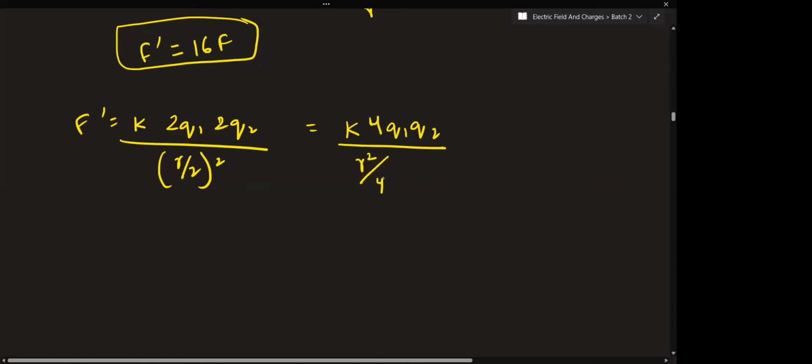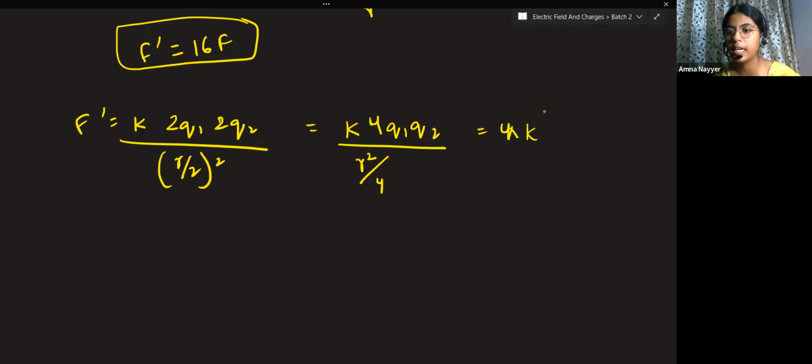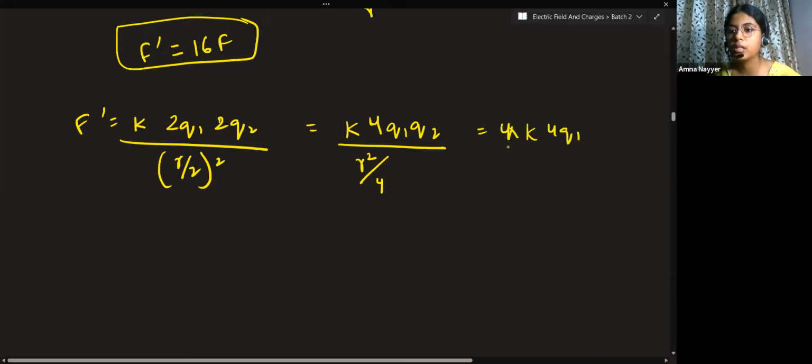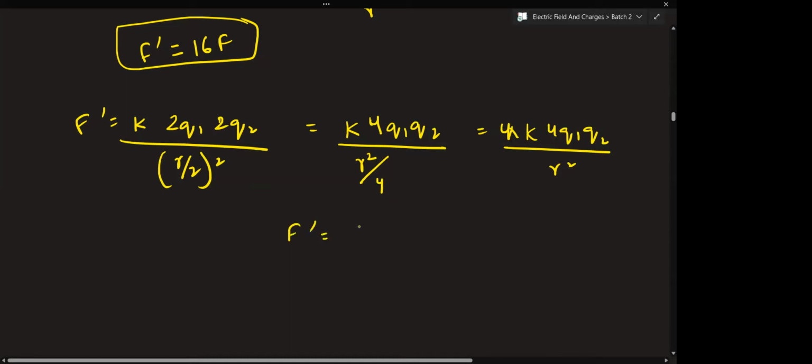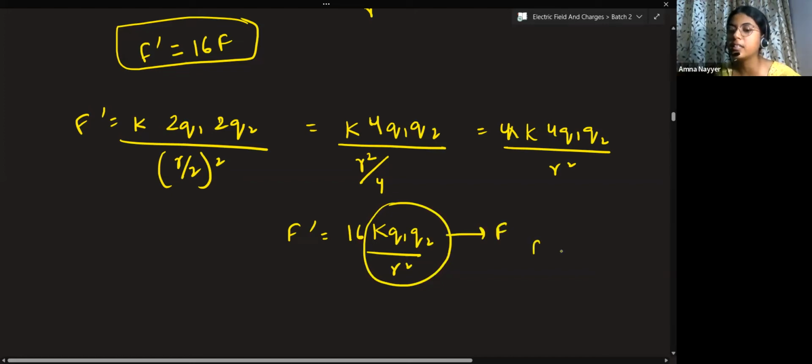Yes. Now see, this 4 will go up. Yes, teacher. So this will be 4 into the whole term. K 4 Q1 Q2 divided by R square. Now see, 4 multiplied by 4. This gives you what? 16. And what is left? K Q1 Q2 divided by R square. And K Q1 Q2 divided by R square, this only was F that we started with. So F prime is 16F. Is it clear now? Yes, teacher.